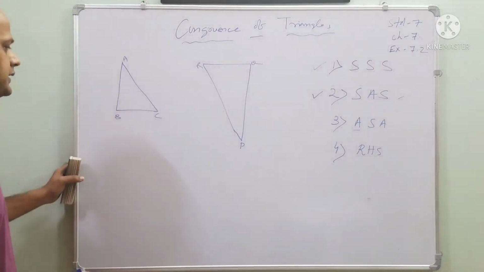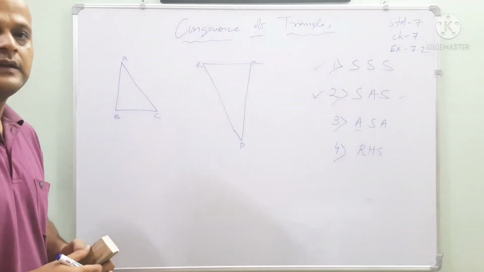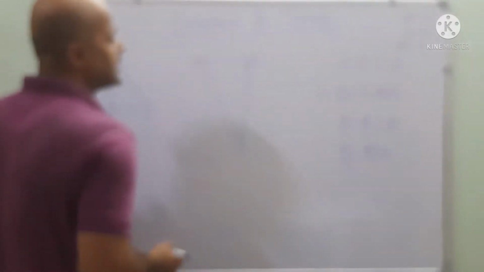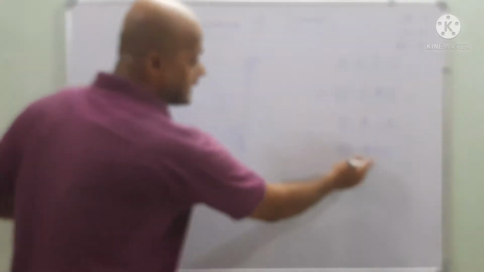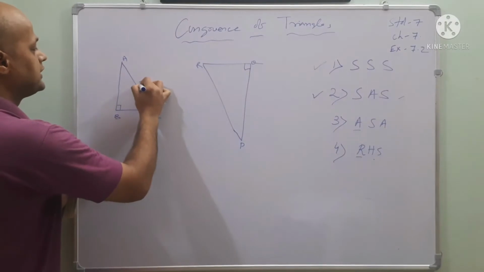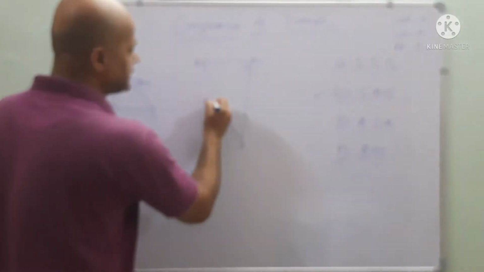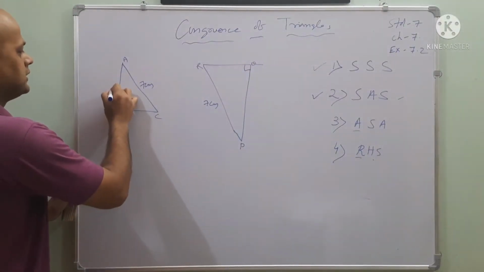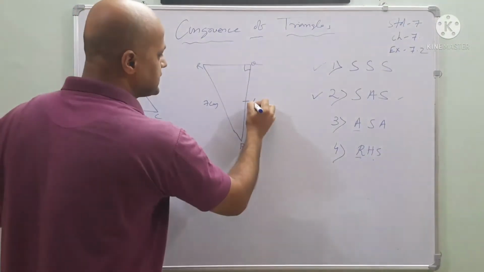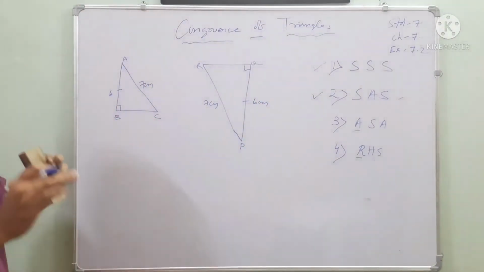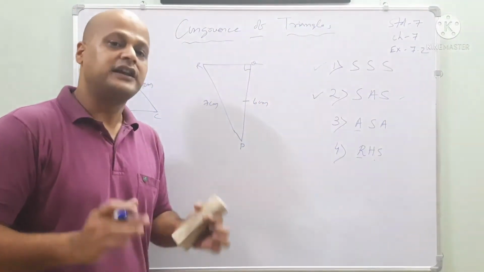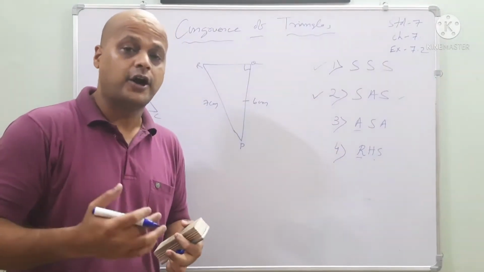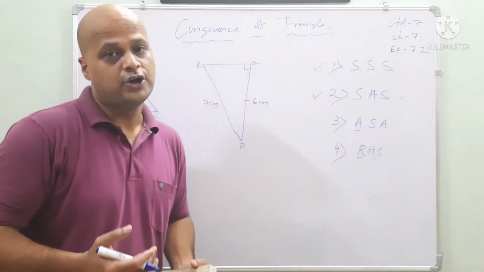Now, who will tell me which angle is right angle? Yes, very good, Ankit. Angle B is right angle here and Q is right angle here. Now, right angle is over. Hypotenuse, like this one is 7 cm. This one is also 7 cm. And one side is given. This one you can take 6 cm. This one also 6 cm. Now we got the two triangles. Let's apply the rule and find out whether the triangles are congruent with each other or not.